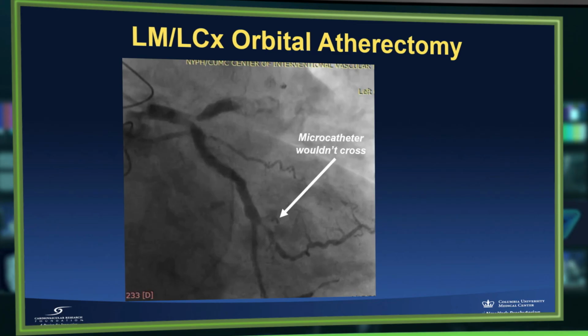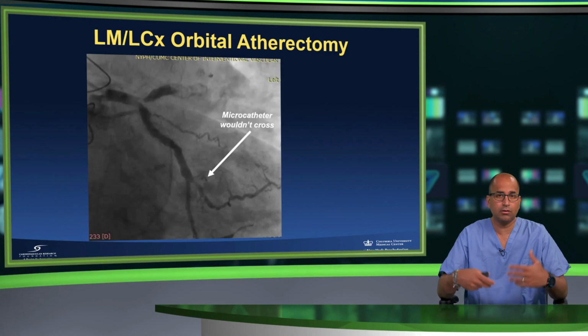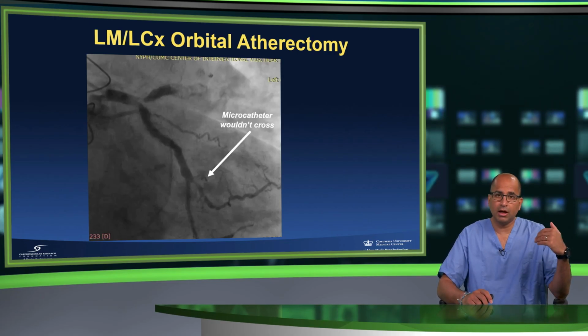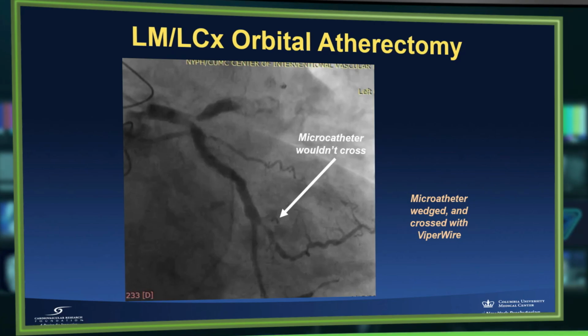I did this case, so I was spinning the microcatheter, typical CTO technique, and it would not cross. Now maybe that's because it was getting hung up proximally, but either way, if you can't cross with a microcatheter, that's a situation where you're going to need to think about using atherectomy. And so in this particular case, I actually wedged the microcatheter and crossed with a Viper wire, essentially primarily. One can think about how, for instance, a Rota wire, a stainless steel wire, might act in that type of vessel.